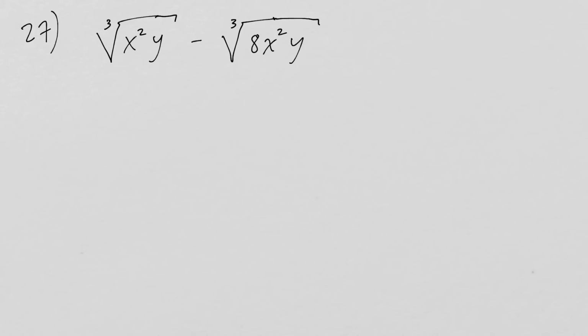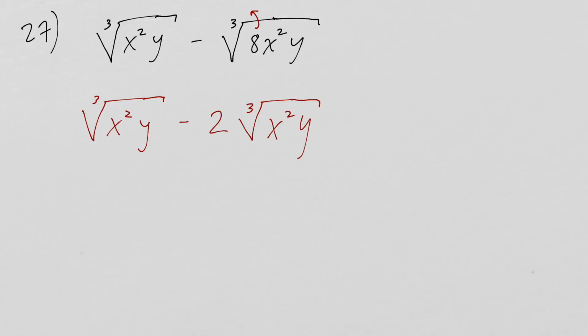Okay, the first one nothing can come out. So this I just write down again. It cannot be simplified. But this one, I can take an 8 out by cube rooting it, and I get a 2. And I'm left with the cube root of the x squared y. Well, these are like terms. Remember, this is like a 1. 1 minus 2 is negative 1. But if I had x minus 2x, I would write negative x, not negative 1x. The same thing applies here. This is just a negative cube root of x squared y. Don't write the 1.